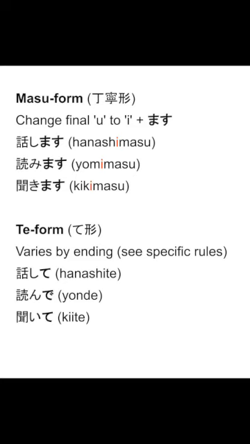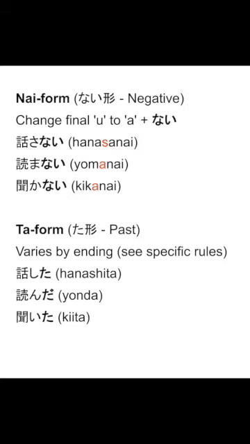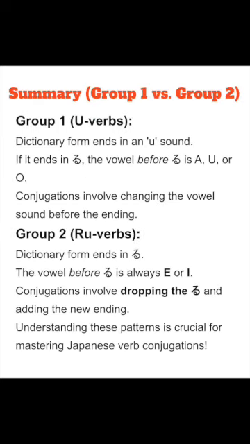Te form: varies by ending, see specific rules. Hanashite, yonde, kiite. Nai form, negative: change final u to a plus nai. Hanasanai, yomanai, kikanai. Ta form, past: varies by ending, see specific rules. Hanashita, yonda, kiita.